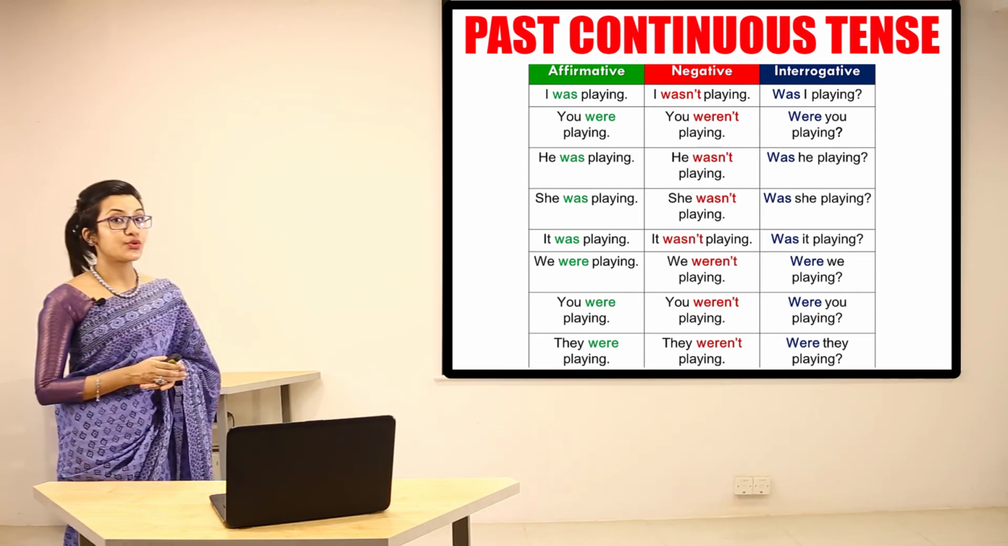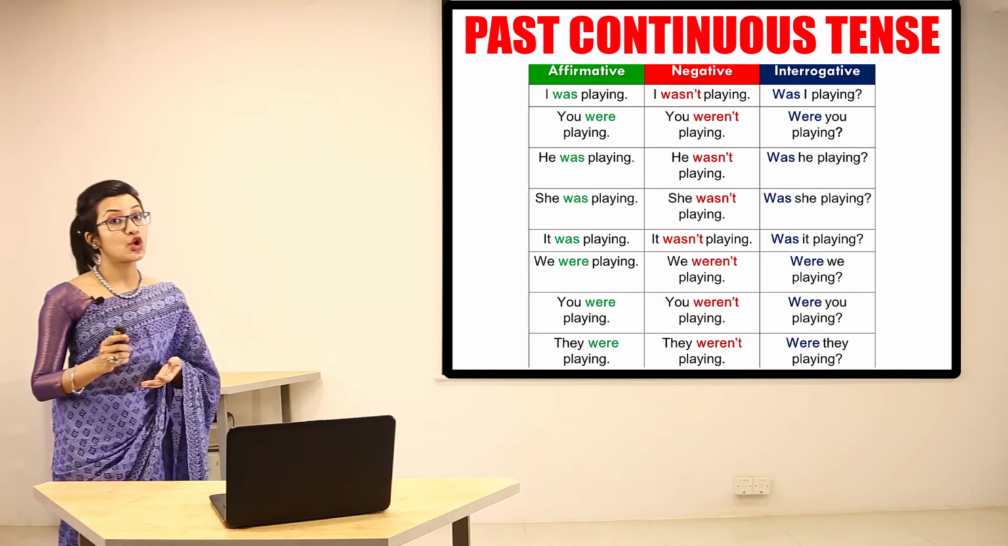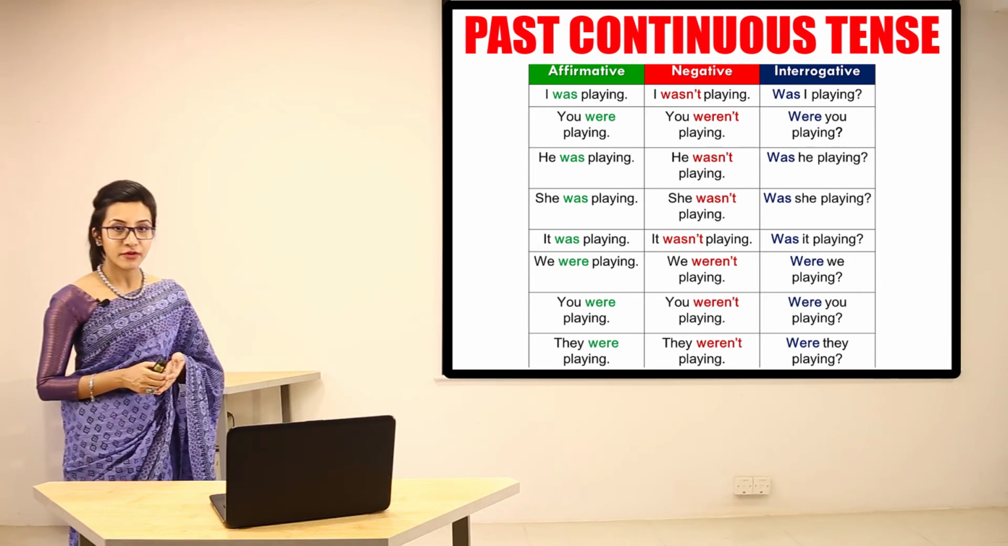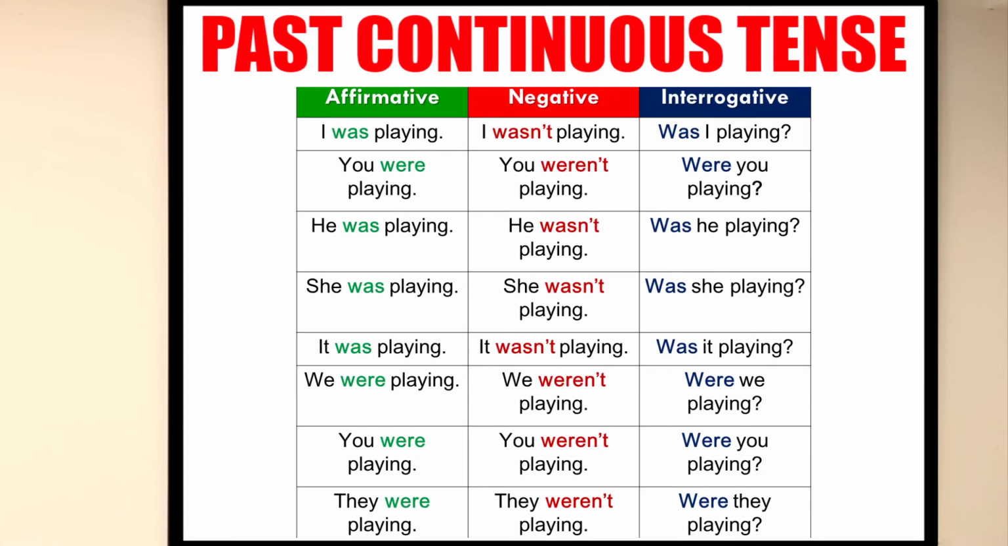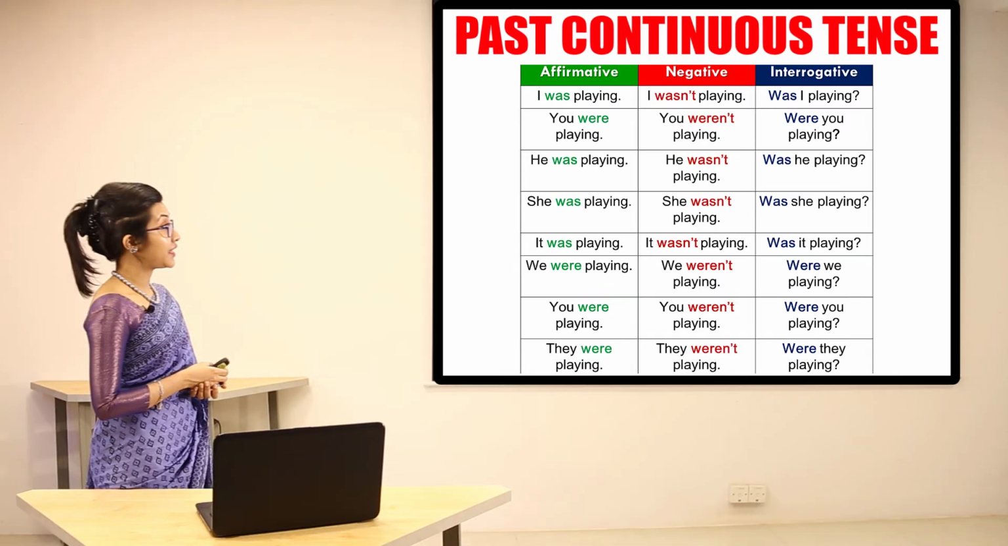When we make it into negative, we are going to use not after was or were. For example, I wasn't playing, you weren't playing, he wasn't playing. You can also write he was not playing if you want to make it in full form. She wasn't playing, it wasn't playing.